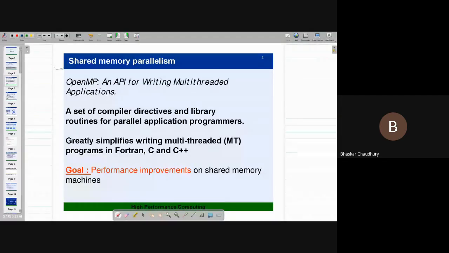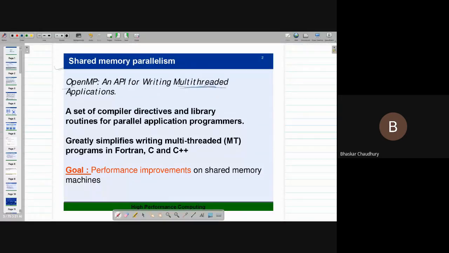There are many tools or frameworks which can be used to develop and implement such programs, but in our course we'll focus on OpenMP. This is basically an API for writing multi-threaded applications. This is an important point here: multi-threaded. We're not talking about multiple processes, we're talking about multi-threading.